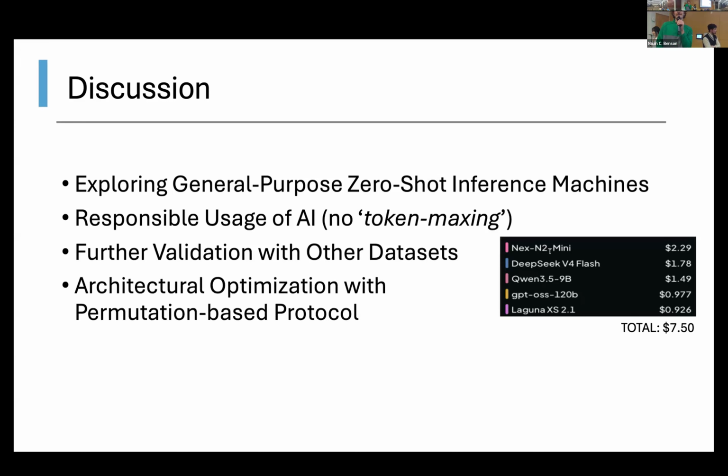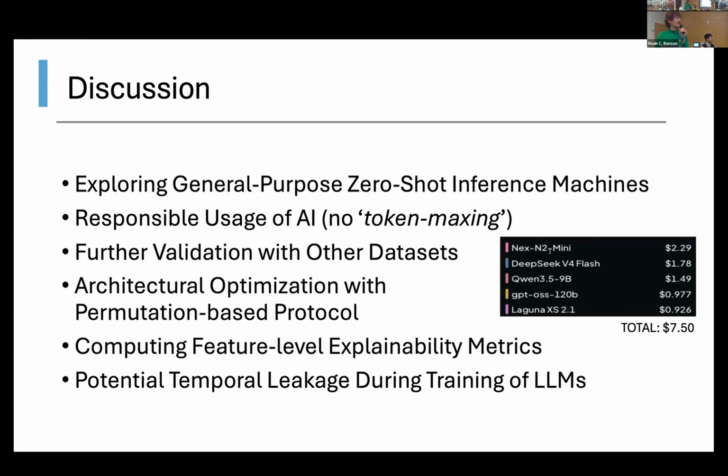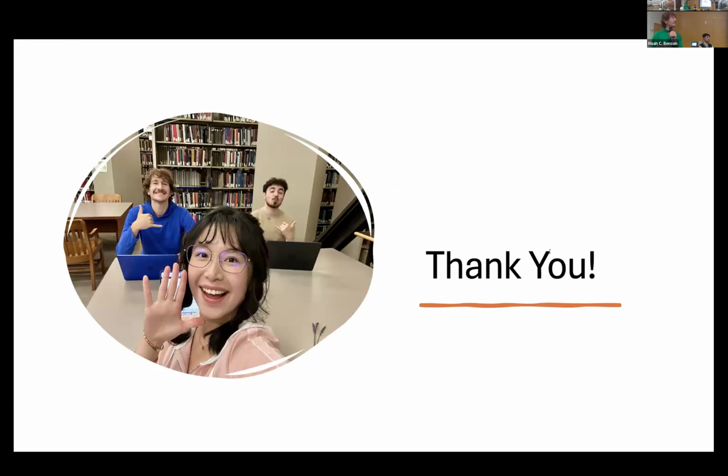We could also experiment with the actual model structure, so which agents are working on the task and how they iterate. Also, computing feature level explanatory metrics, so trying to figure out which features are linguistically driving positive predictions. And there's also an issue of potential temporal leakage because, for example, the OpenNeuro data set that I used may have been published while the large language model we used was trained. So it could have had previous knowledge of that data set beforehand. Thank you.